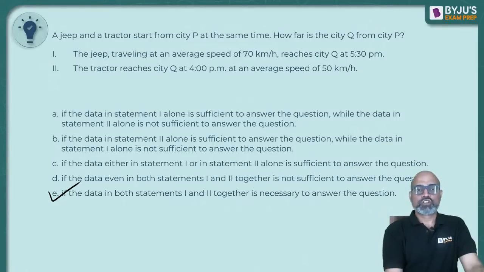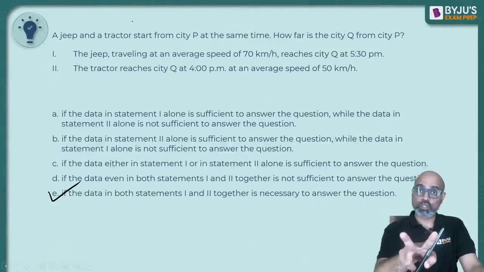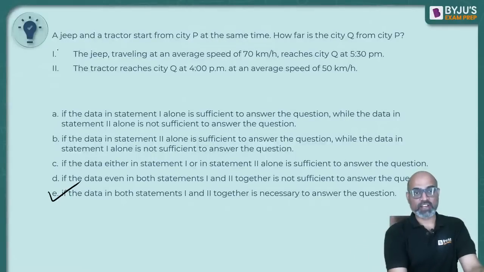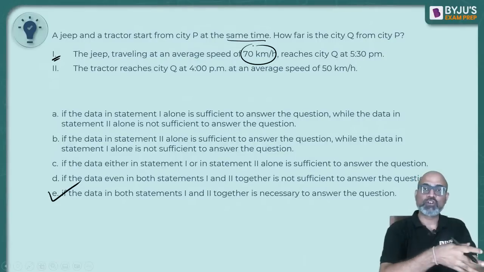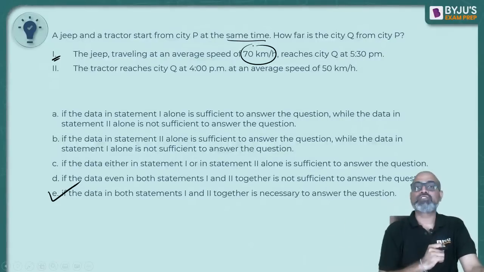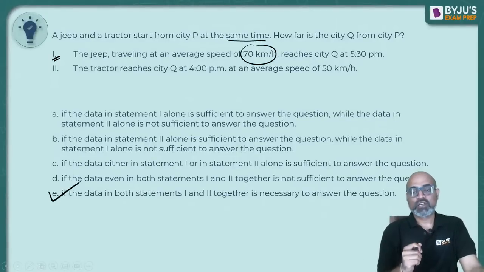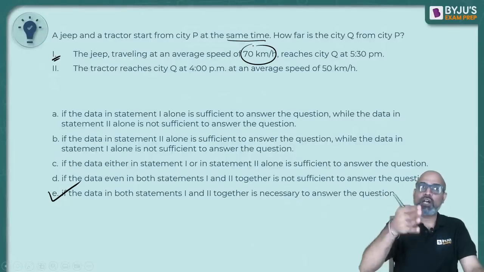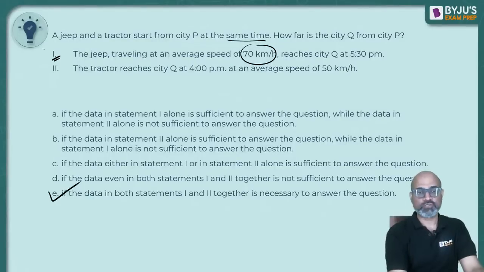Okay. So I need the speed and time both for both of them because they started simultaneously. If I look at the first one, the Jeep is traveling at an average speed of 70 km per hour, reaches CTQ at 5:30. Good. Speed पता है? Time चाहिए. At what time did they start? We don't know. If they started at 5 o'clock, Jeep must have traveled only for half an hour. So distance would be 35. If they started at 4:30 p.m., so Jeep 1 घंटे चली होगी, so distance will be 70. So we don't know at what time they started, so I can't answer using the first statement.